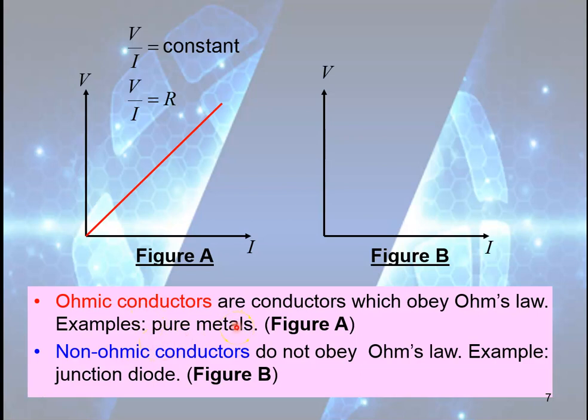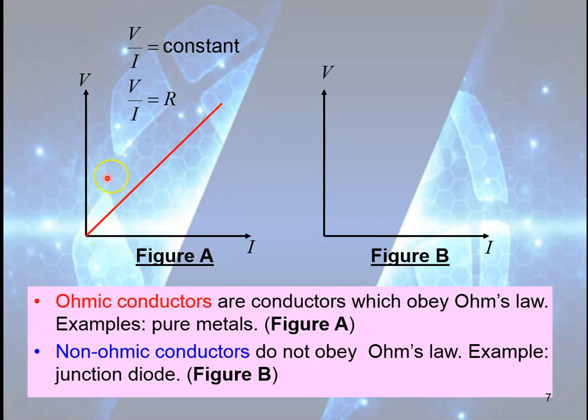What is the meaning of a conductor that obeys Ohm's law? We can show it in a graph. Let's say I have a graph of V versus I here. As you can see, as the value of current increases, the value of V also increases. This is due to Ohm's law, because Ohm's law states that V over I is equal to R. So the gradient of this graph is equal to the value of the resistance for this pure metal.